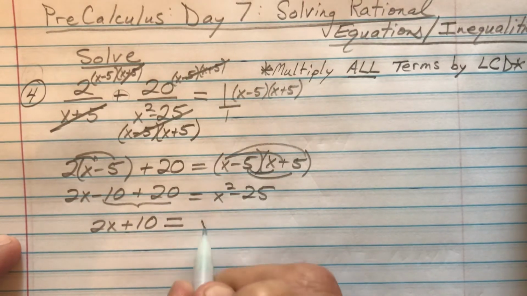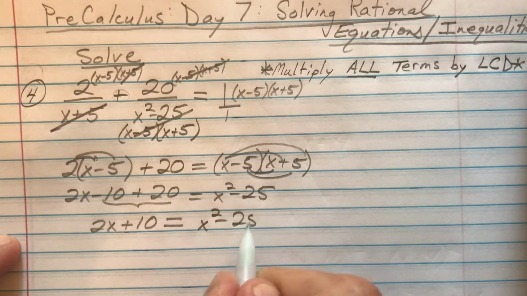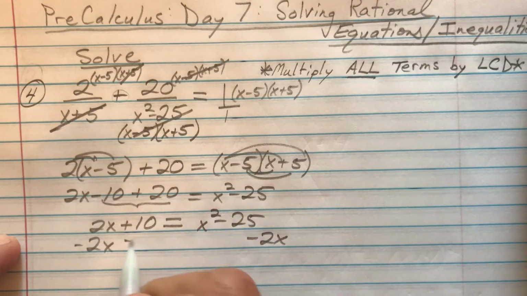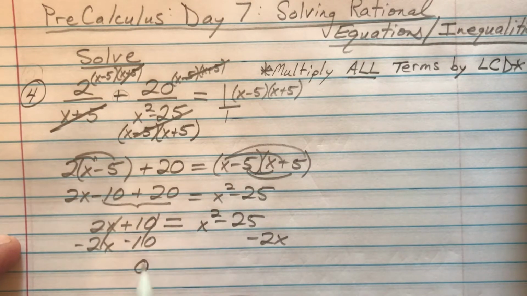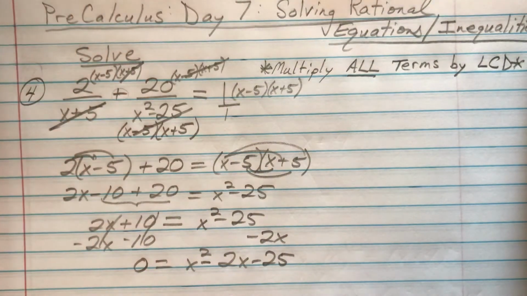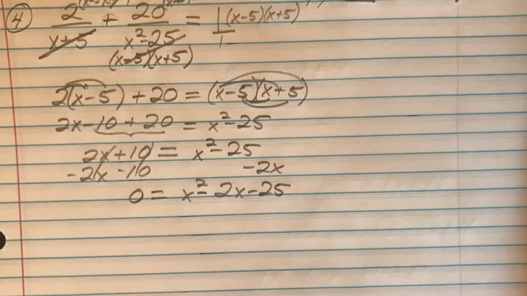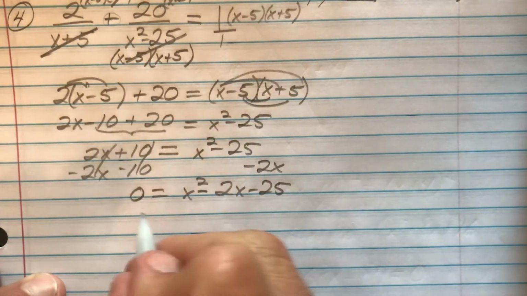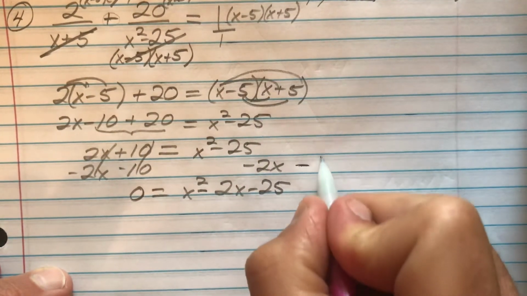You can combine those at the 10. But as I was just mentioning, let's move everything to the right side of the equal sign, leaving a 0 on the left side. So we have x squared minus 2x minus 25. And then we'll ask ourselves, what numbers multiply? Oh, actually, whoops. I did not subtract 10 from this side.